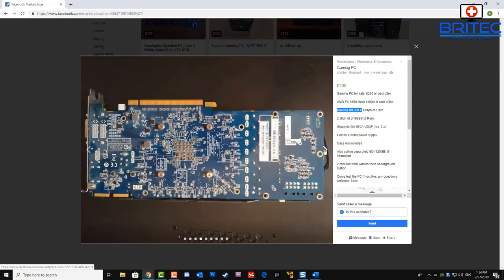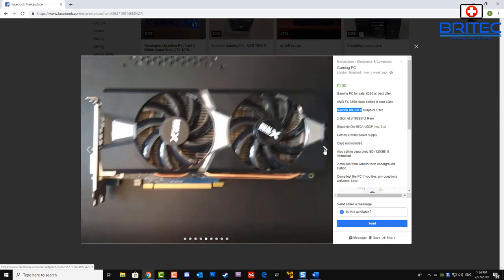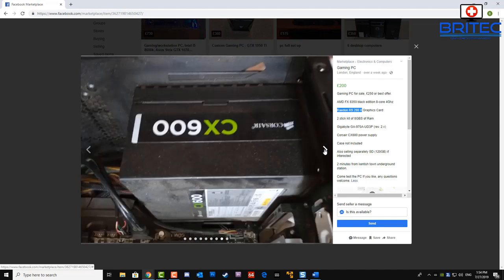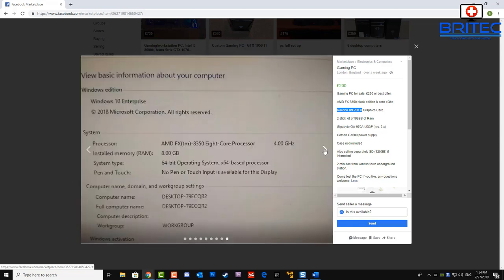Let me know whether you think they're worth exactly what they're asking for. And also, when you're looking for these computers online, make sure people are putting up plenty of images for you to see what you can buy. And also check all the images and look very closely.